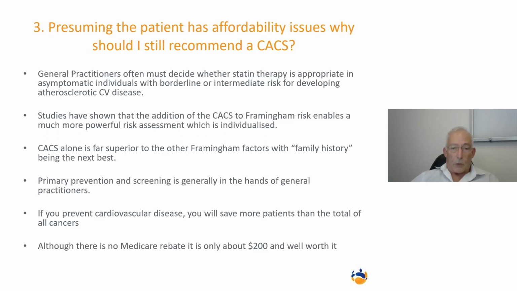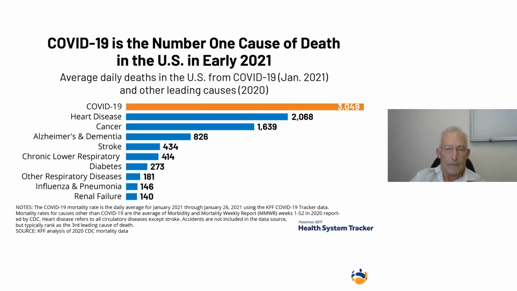Primary prevention, as we all know, and screening is generally in the hands of general practitioners. So this is your game. You are seeing the patients. This is your call. And we'll come to it in a moment as to why this is so critical for the general health of your patients and, in fact, the entire population. If you prevent cardiovascular disease, you will save more patients than all the cancers. Although there's no Medicare rebate, if all they can do is the calcium score, and if that is affordable for them, then it is well worth doing it when you do your risk assessment.